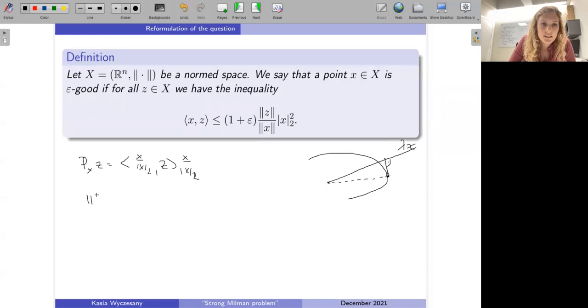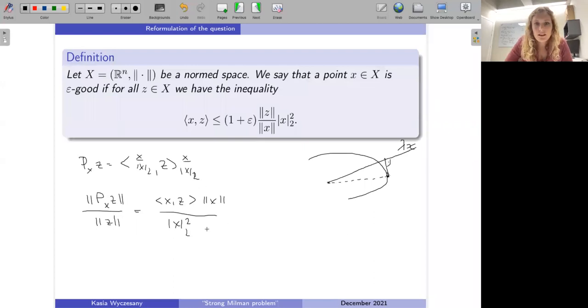Then if I look at the operator norm of this projection, this is clearly equal to the norm of x divided by the norm of x squared. And therefore, this condition here of x being epsilon good means that the projection onto the one-dimensional subspace spanned by x has norm at most 1 plus epsilon, right? We can rearrange it, and so we want this 1 plus epsilon.